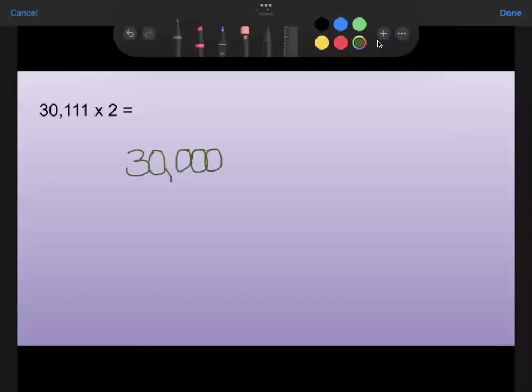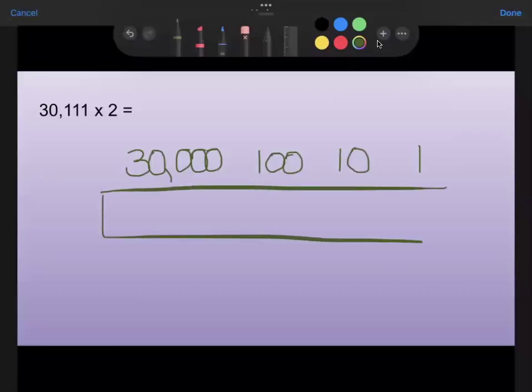A 1 in the hundreds place is representing 100. A 1 in the tens place represents 10, and a 1 in the ones place represents 1. So this number is going to actually have 4 place values that I need to multiply. And the number I'm multiplying by will go out here on the outside.